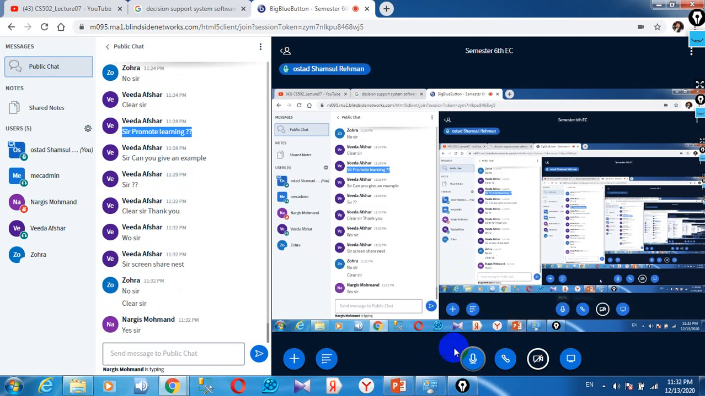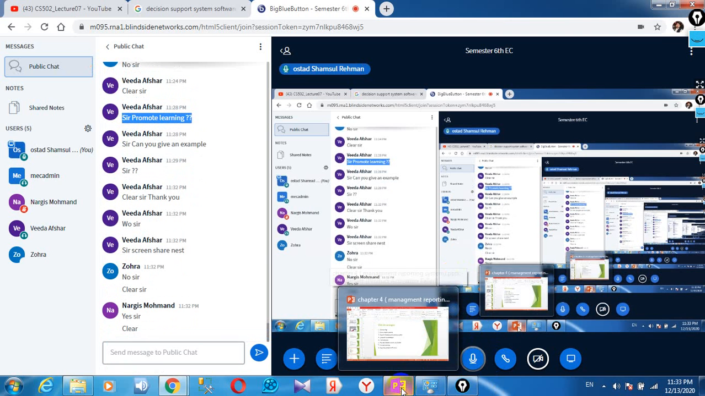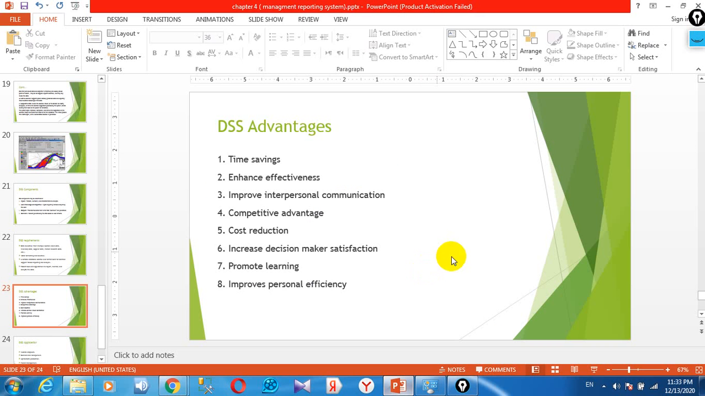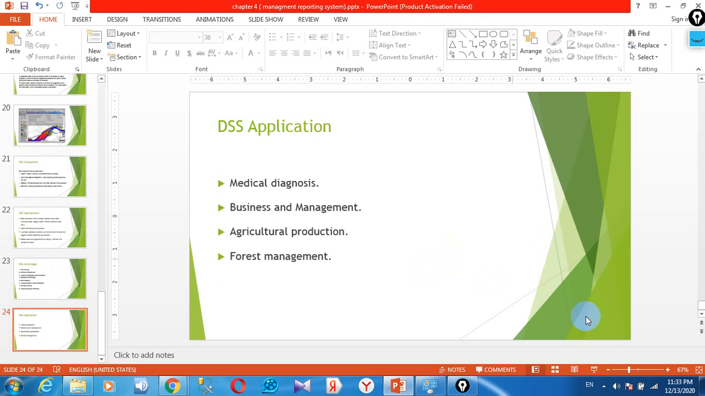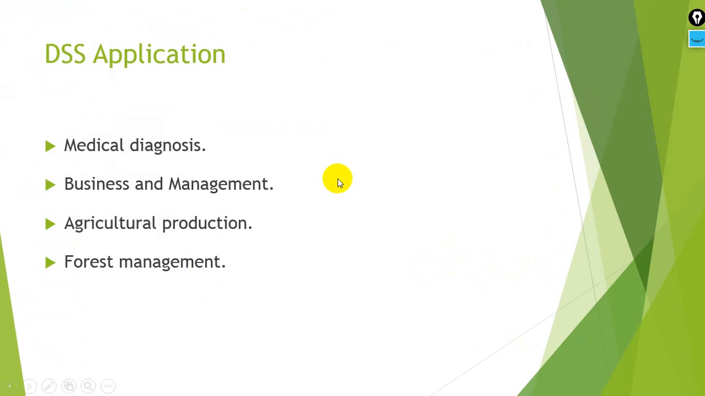Okay, so next, what we have: DSS applications, where we are using DSS. So here we can also use DSS for medical diagnosis.